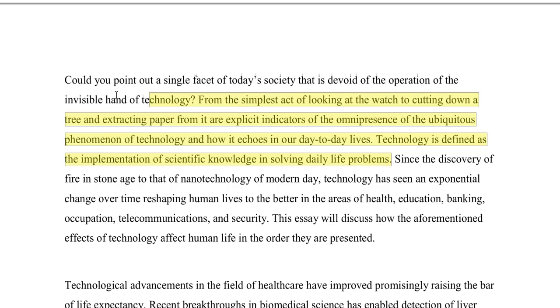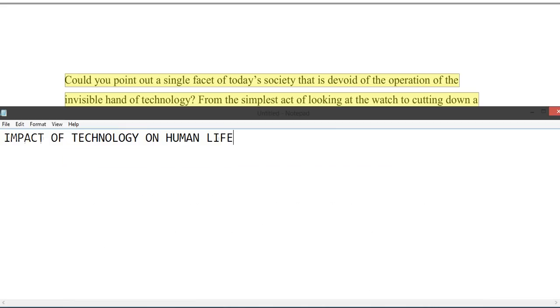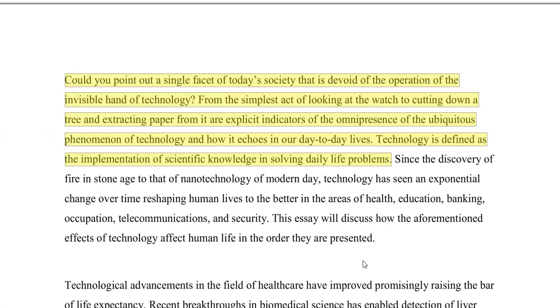Okay, here these things are not mandated, these things are not essential, but this is how our particular writer has taken his entrance into this, the indirect path. This is the indirect path where he takes the entrance to the topic. What is the topic? The topic is impact of technology on human life.